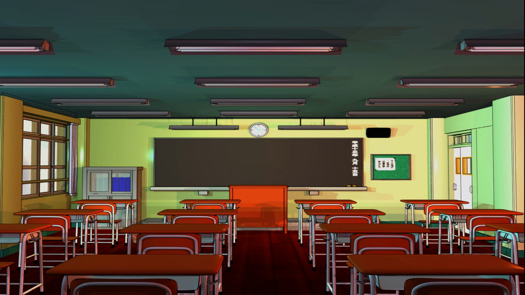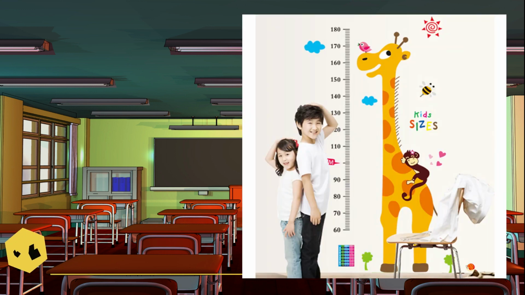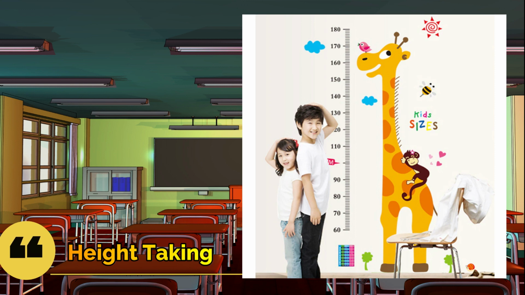Next that we have is height taking, which gives you an idea about your growth rate. To get the height, we need a tape measure or meter stick and a marker. Start by standing your back against the wall, bare feet flat on the floor, then use the pencil to mark the highest point of your head.